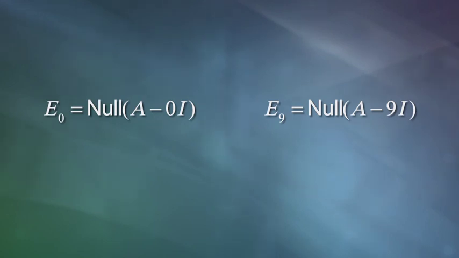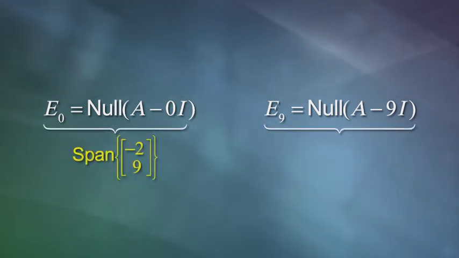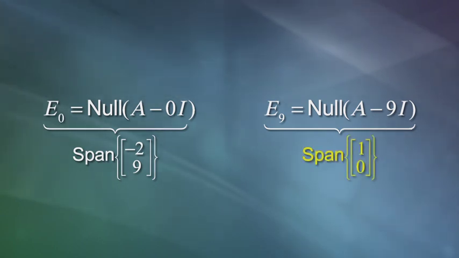We can compute the eigenspaces now as the null spaces of A minus 0I and A minus 9I. And as practice, you should check, with some work, that the eigenspace E0, which is the null space of A minus 0I, is just the span of the vector minus 2, 9. And the eigenspace E9, which is the null space of A minus 9I, is the span of the vector 1, 0. And the two eigenvectors, minus 2, 9 and 1, 0, do form a basis for R2.